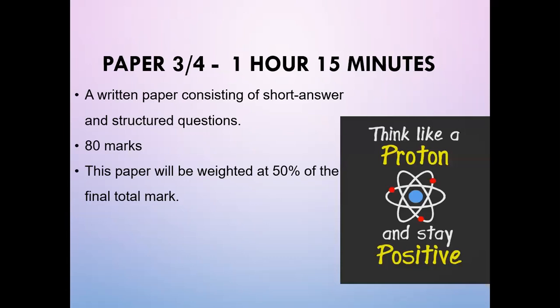Duration for paper 3 or 4 is 1 hour and 15 minutes. This paper consists of short answer and structured questions. Total marks for this paper is 80. 50% of your overall marks comes from this paper. You will be tested on chemistry concepts, definitions, theories, chemical symbols, chemical instruments and apparatus, chemical calculations, etc. You may also be asked to use information to identify patterns, make predictions, as well as present information from the topics learned.